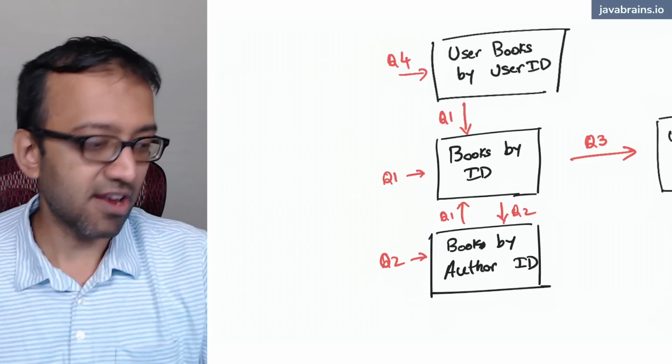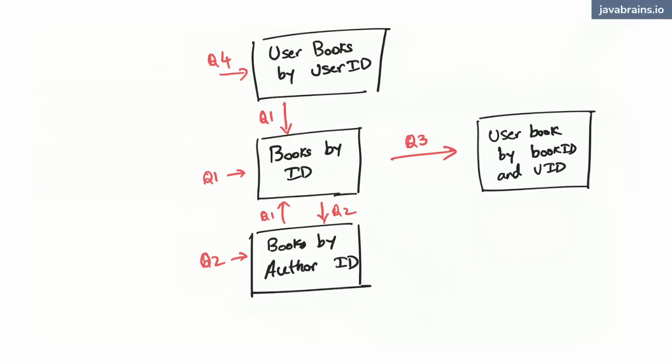All right, so let's look at how we're going to do that next. We're going to start with the books by ID. We need a table where someone can look up a book by a given ID. All right, that seems simple enough. I'm going to create a table called books by ID.